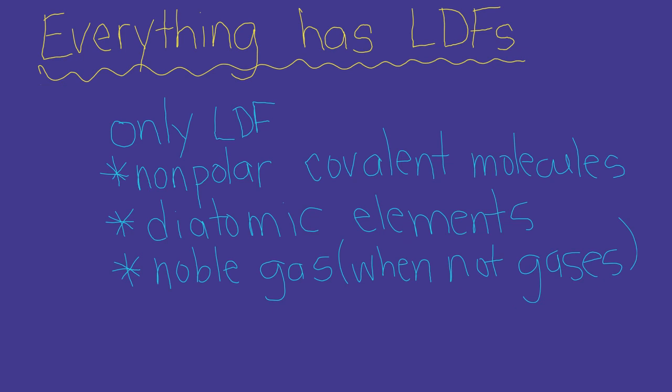So, a couple important notes here. Everything has London dispersion forces. Absolutely everything experiences them to some degree. So if something is metallic, it also has London dispersion forces. If something's ionic, it technically has London dispersion forces. It's just that they're so much stronger IMFs that we don't traditionally focus on the London dispersion forces within them. We focus more on the stronger IMFs present.